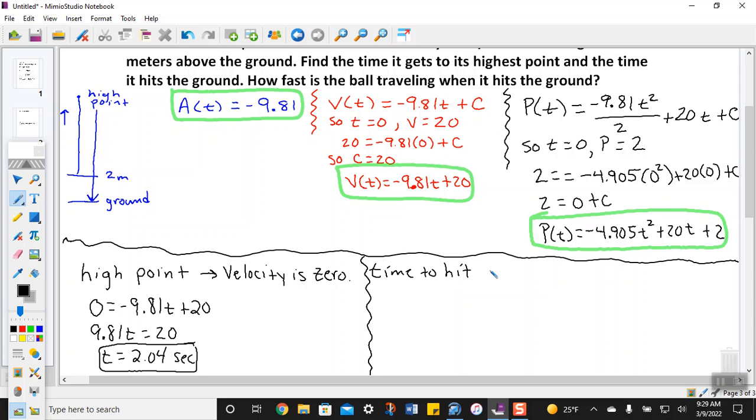is basically saying, when is your position what value? 0. So we have to find when the position is equal to 0. Okay, so here's your position function. Plug in what, kids?